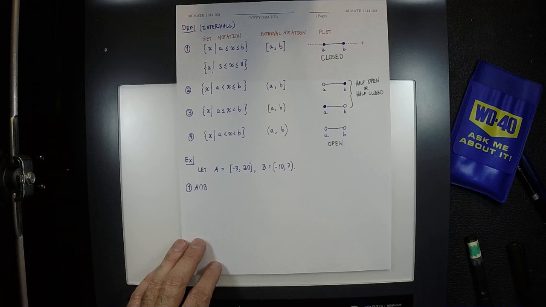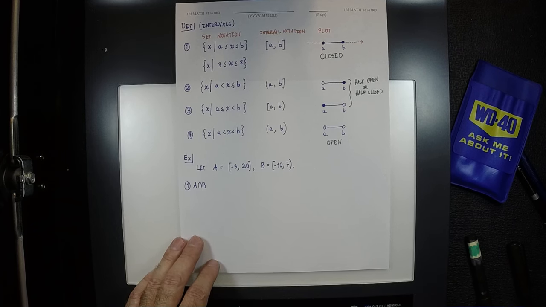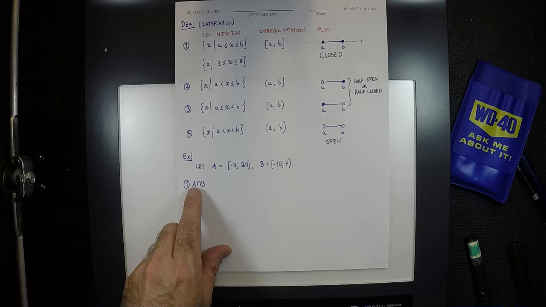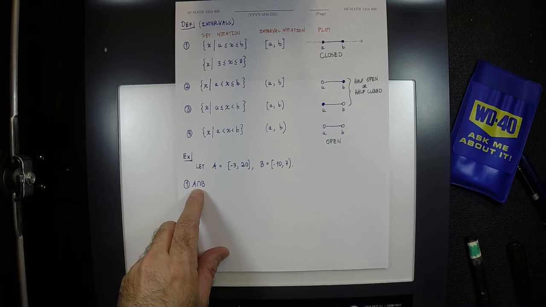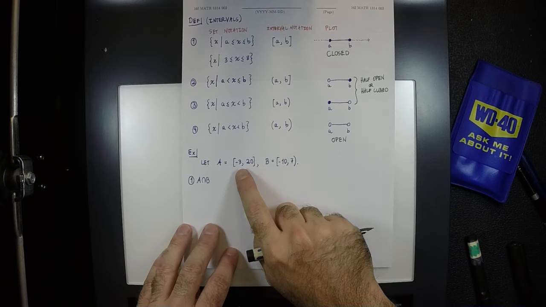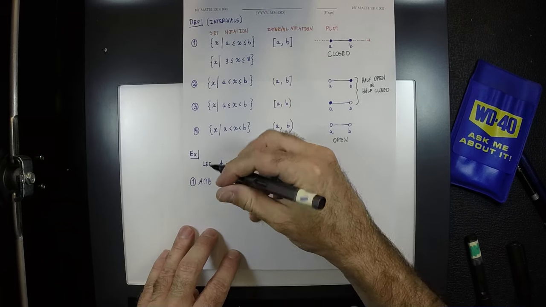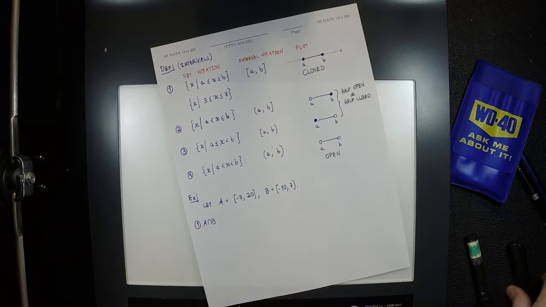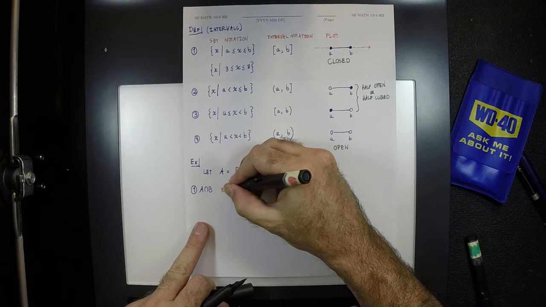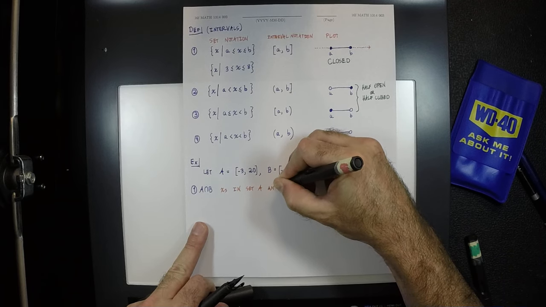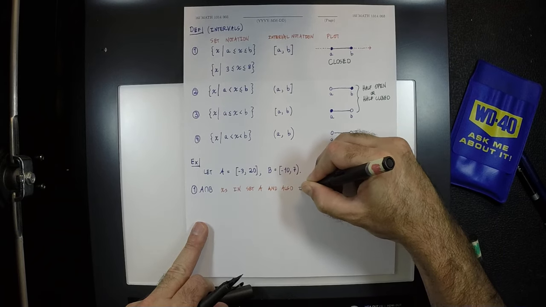It's like a Venn diagram. A and also B at the same time. To be in the intersection means that you must be in set A, and also you must be in set B. So you're in both. We want to know what x values are in this interval and also that interval. So intersection means x's in set A and also in set B.